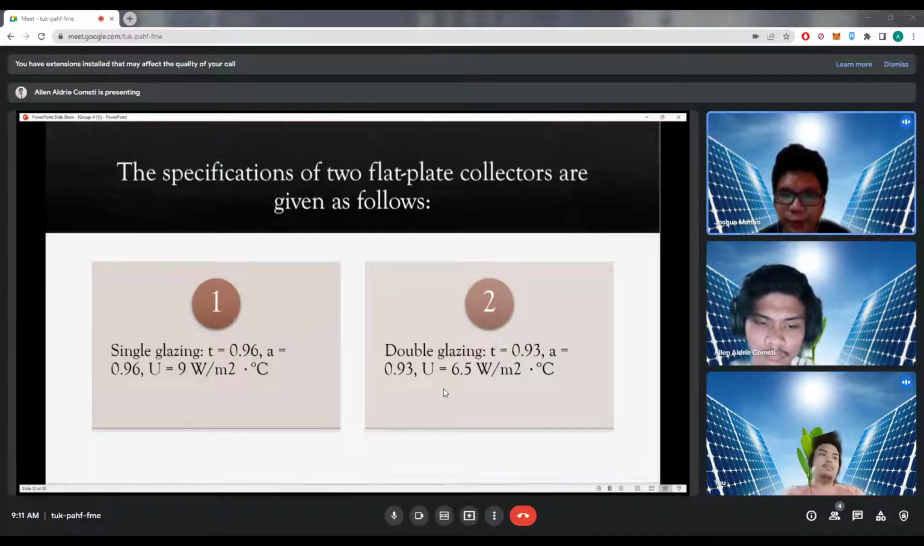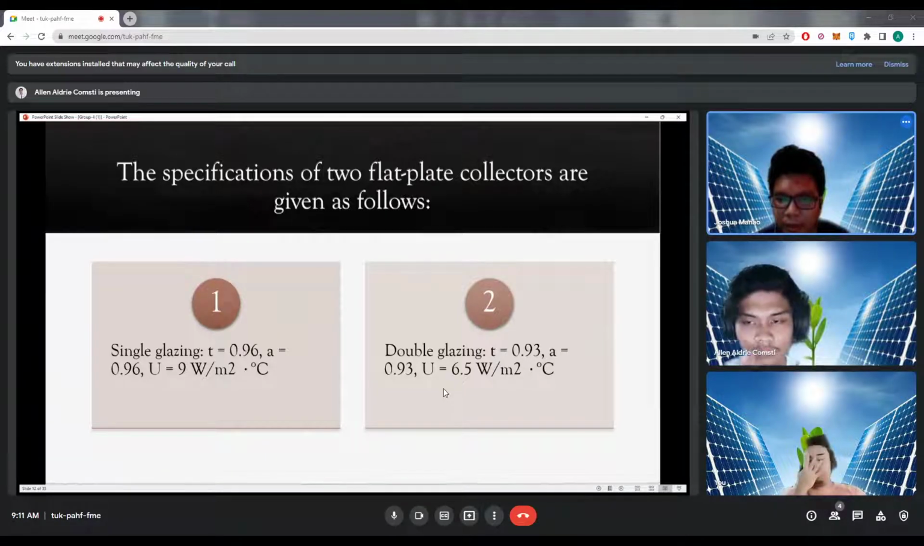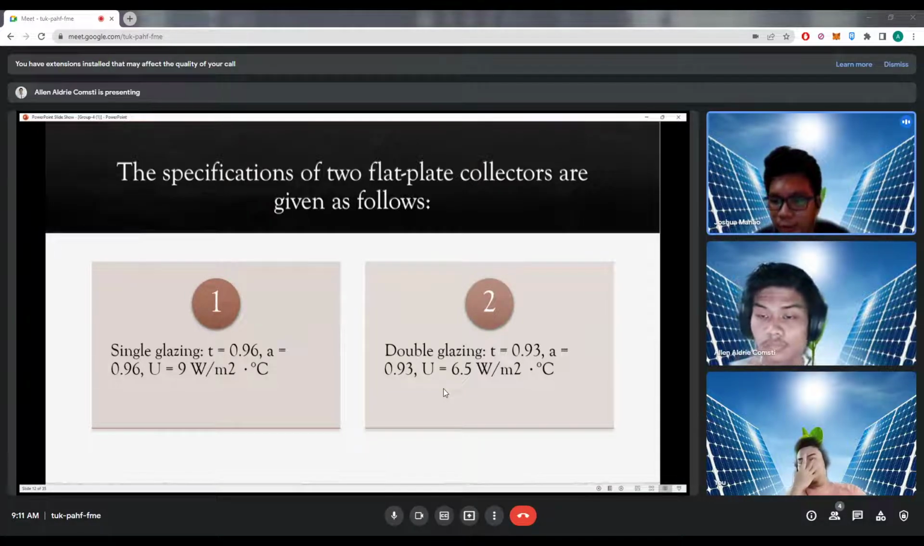The specifications of two flat plate collectors are given as follows. Single glazing: τ is equal to 0.96, α is equal to 0.96, U is equal to 9 W over meter squared times degree centigrade. The second one is the double glazing, which has τ equal to 0.93, α equal to 0.93, U is equal to 6.5 W over meter squared times degree centigrade.